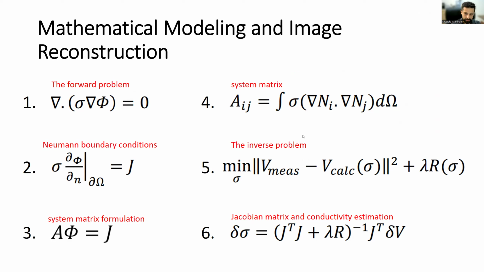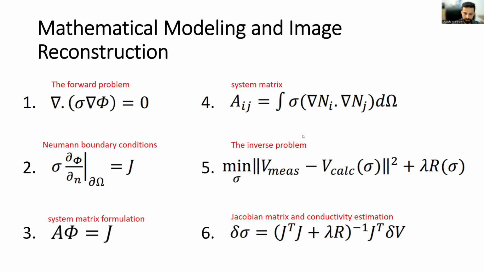At the boundaries where electrodes are present, Neumann boundary conditions are applied such that the normal current density is specified as given in the second equation. Here, n is the unit normal vector pointing outward from the boundary surface, del omega is the geometry boundary, and J is the current density at the electrode boundary.